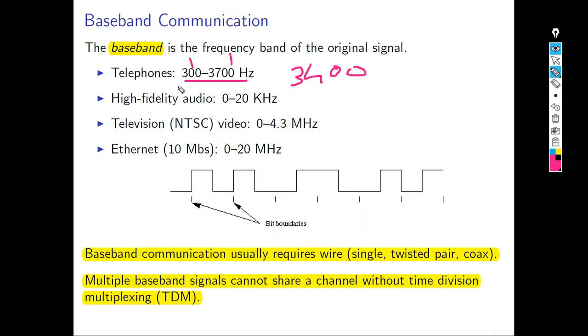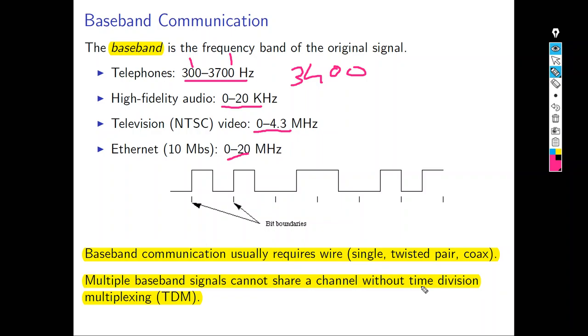Now this is for voice, speech. What about audio? The baseband of audio is from 0 to 20 kilohertz. This is the audio you listen to from your phone or from wherever you want. Your ear can listen up to 20 kilohertz. If you generate a frequency higher than 20 kilohertz, do you hear it? No. Your ear can hear only up to 20 kilohertz. For television, the baseband bandwidth is from 0 to 4.3 megahertz, and Ethernet, which is the internet data, from 0 to 20 megahertz.